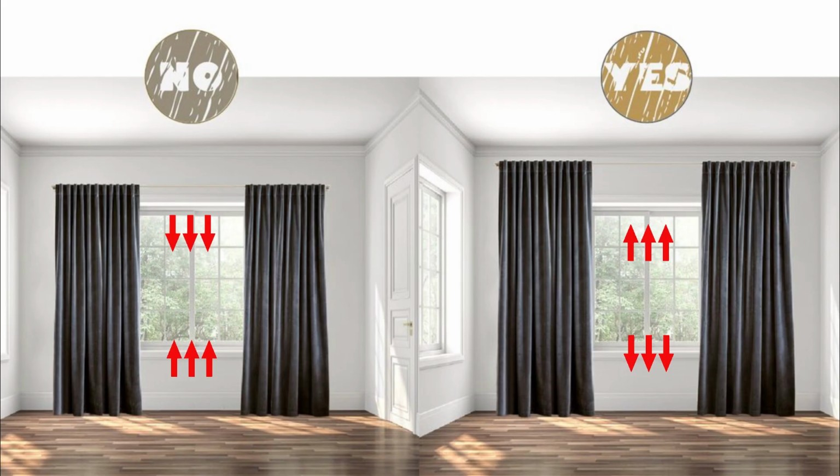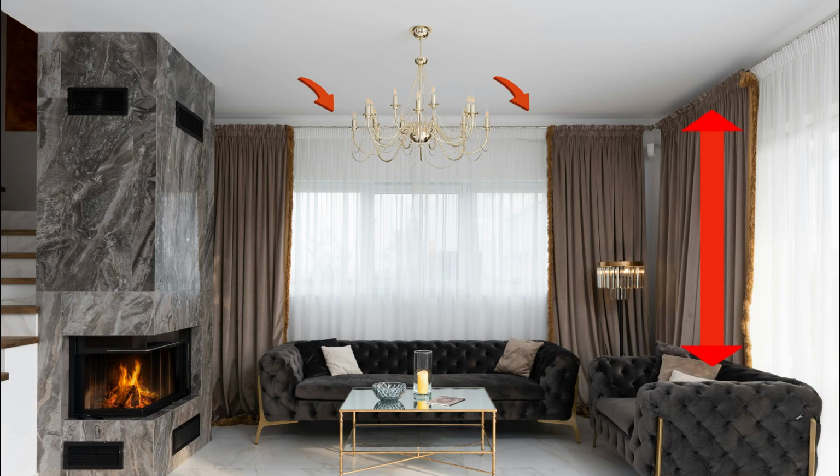The correct approach is to install the curtain rod closer to the ceiling, creating a seamless visual effect from floor to ceiling. This adjustment not only directs the eye upwards, but also emphasizes the room's height, making the window and ceiling appear more spacious and grand. Give it a try, and you'll be surprised by the significant change this simple adjustment can bring.